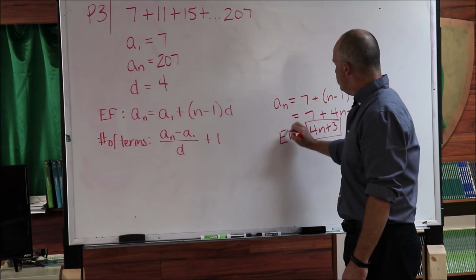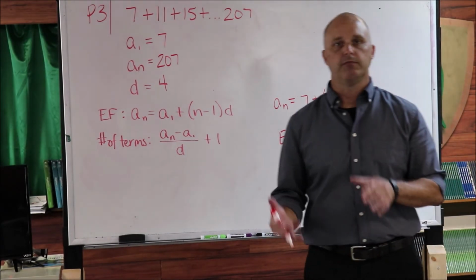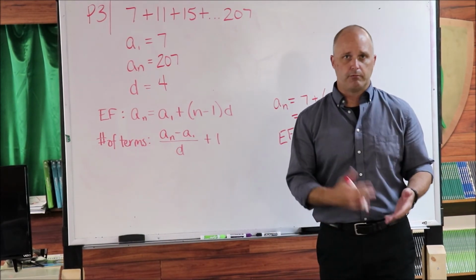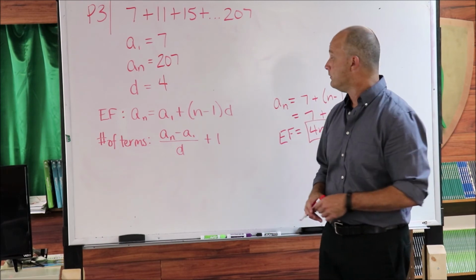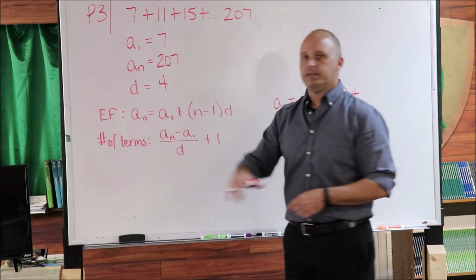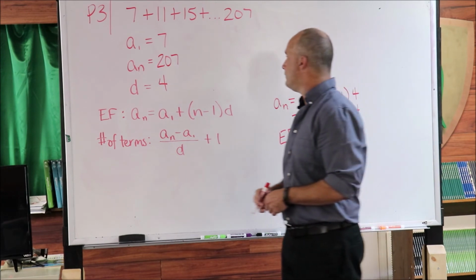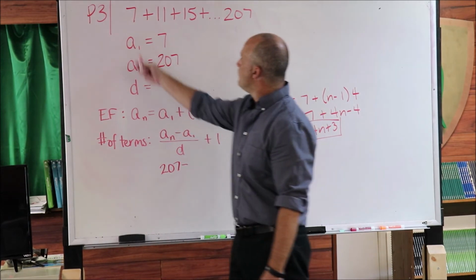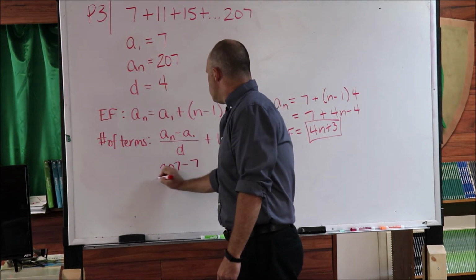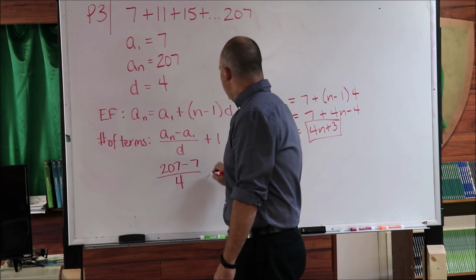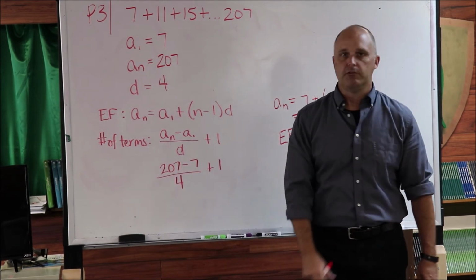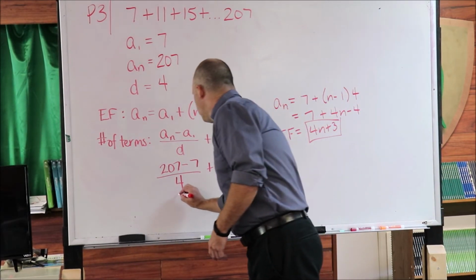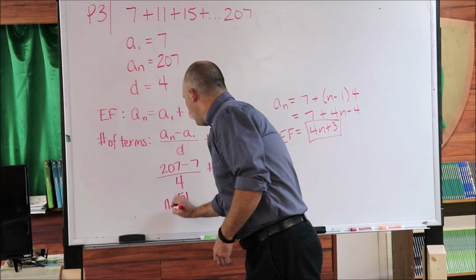We're going to put that to the right of our sigma when it comes time to write our limit. The next thing we need to do is establish the number of terms that we've got in this sequence or series. So again, we're going to start with the last term in our series, and that's going to be 207. So we're going to go 207 minus a sub 1, so minus 7, divided by the common difference d, and then plus 1. So 207 minus 7 is 200, divided by 4 is 50, plus 1 gives us 51 for our n value.